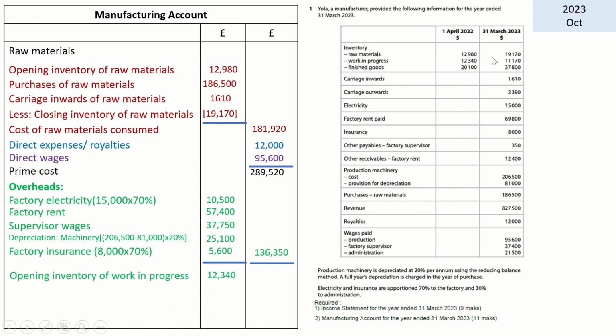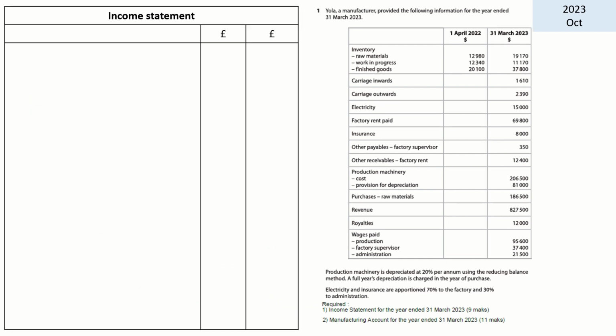Opening inventory of work in progress, you add 12,340, less closing inventory of work in progress 11,170. Find the net work in progress, which is a positive figure 1,170. Now let's add up prime cost, the total overheads, and the net work in progress in order to find the production cost, which is 427,040. Now you transfer this production cost to the income statement.